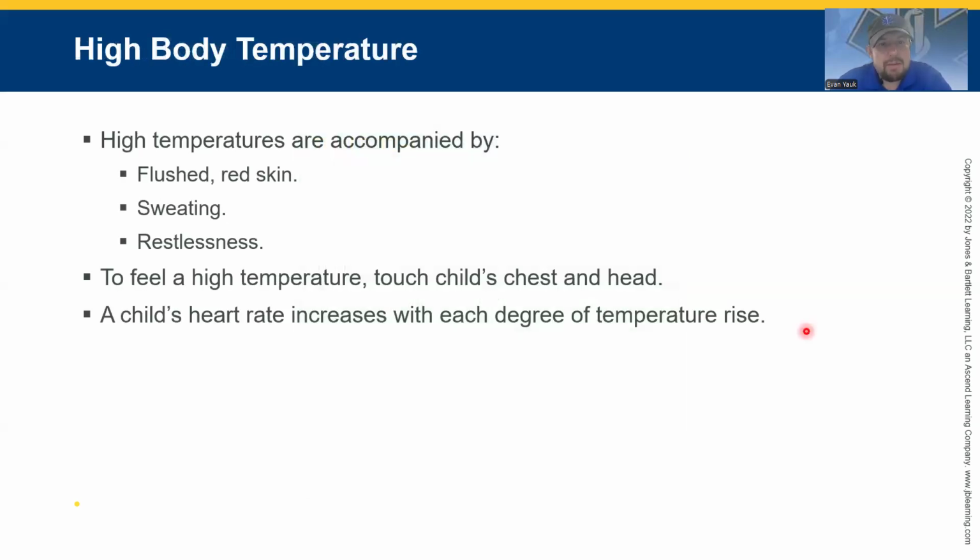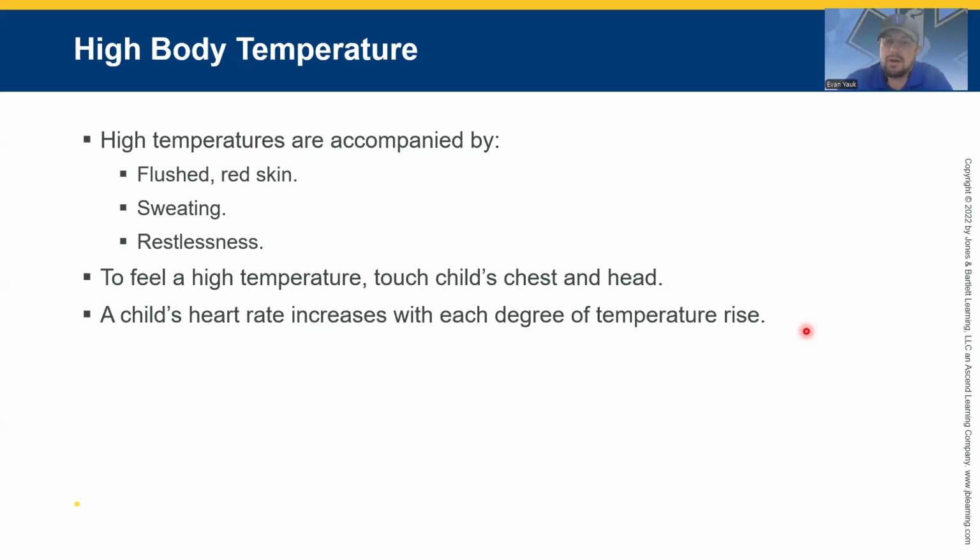High body temperature can lead to febrile seizures. High temperatures are accompanied by flushed red skin, sweating, and restlessness. To feel high temperature, touch the child's chest and head. Use the back of your hand to do that. A child's heart rate increases with each degree the temperature rises. So the higher the temperature, the more the heart rate goes up.